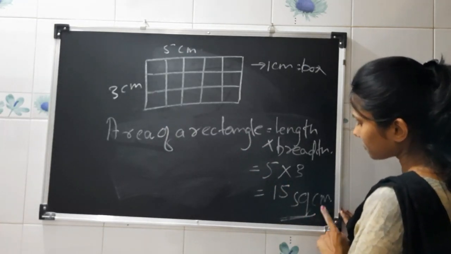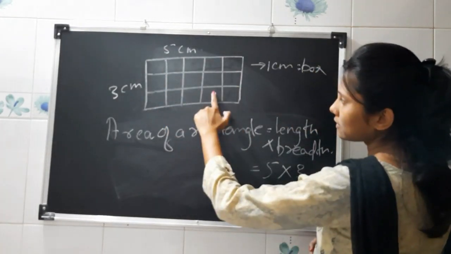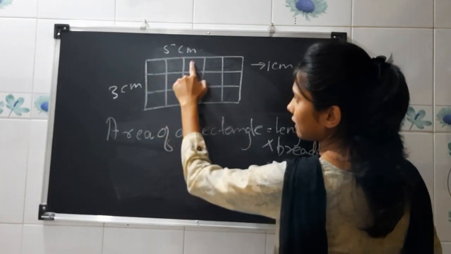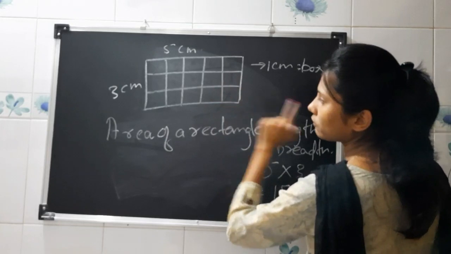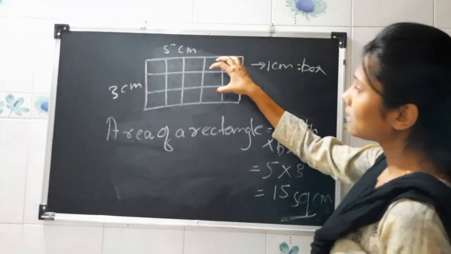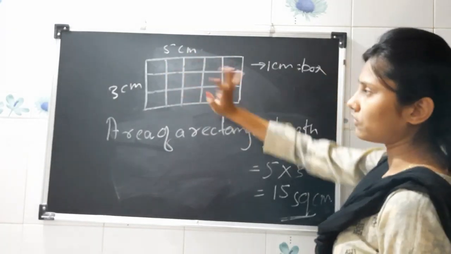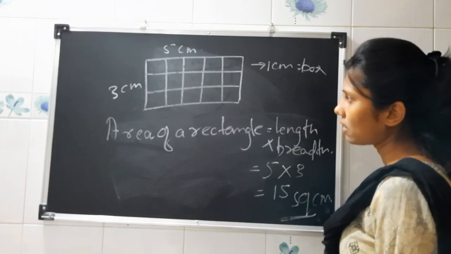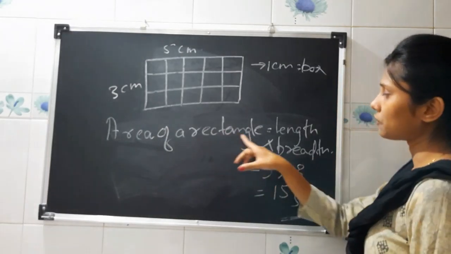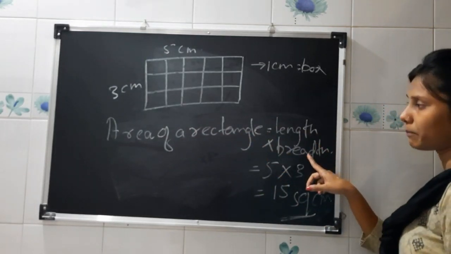Now see, if you count all these boxes you will get the answer 15. 1, 2, 3, 4, 5, 6, 7, 8, 9, 10, 11, 12, 13, 14, 15. So this 15 square centimeter is the measurement of the inside portion of this rectangle. Understood? How to find the area of rectangle? There is one formula: area of a rectangle is equal to length multiplied by breadth.